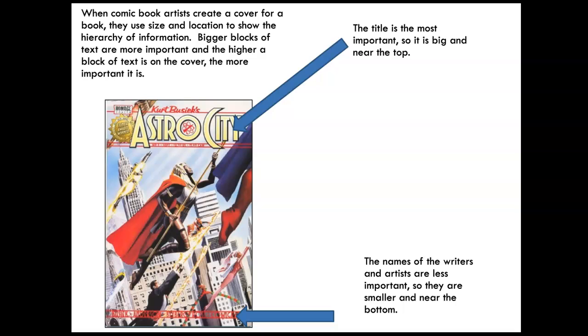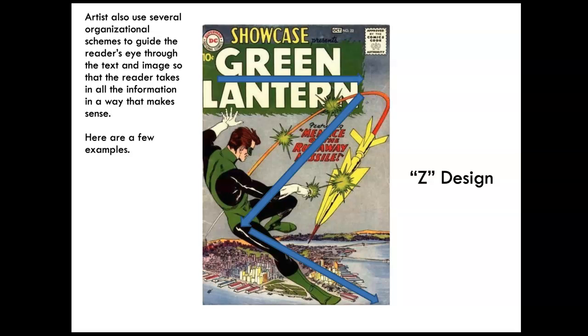Bigger blocks of text are very noticeable and they're considered important. So the bigger the type, the more important it might be. The higher a block of text is on the cover, the more important it is as well. In this case, the title is the most important, so it is big and near the top. The names of the writers and the artists are less important, so they are smaller and near the bottom. There are different types of designs, and this one is called the Z design, letter Z.